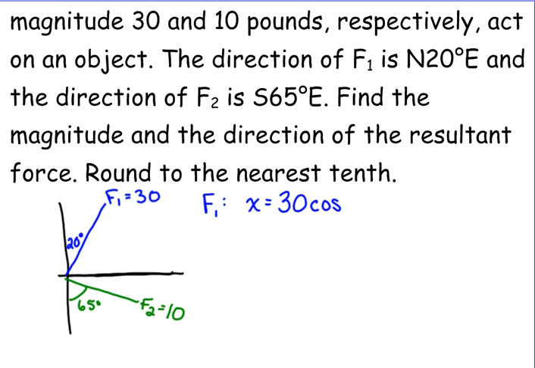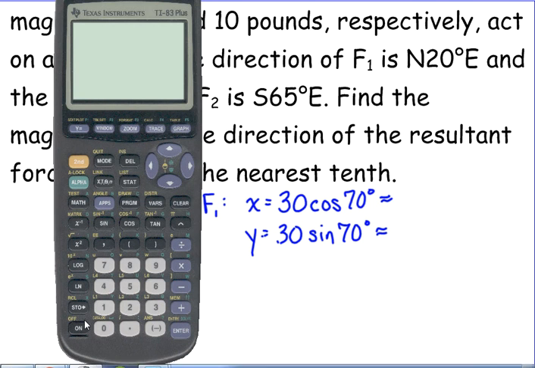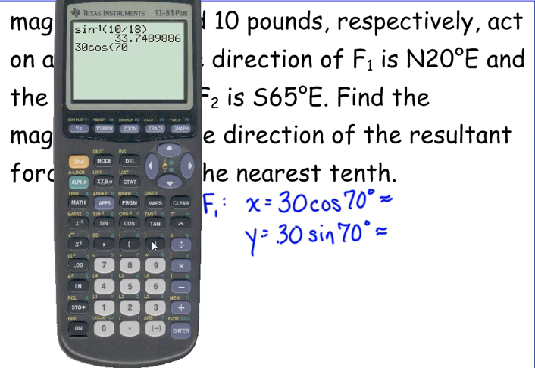Our angle must always be measured from where? The positive x-axis. 20 degrees is not measured from the positive x-axis. 20 degrees is measured from the vertical. So what do we need to plug in here? 70 degrees. The y component is 30 sine of 70 degrees. All right, 30 cosine 70.